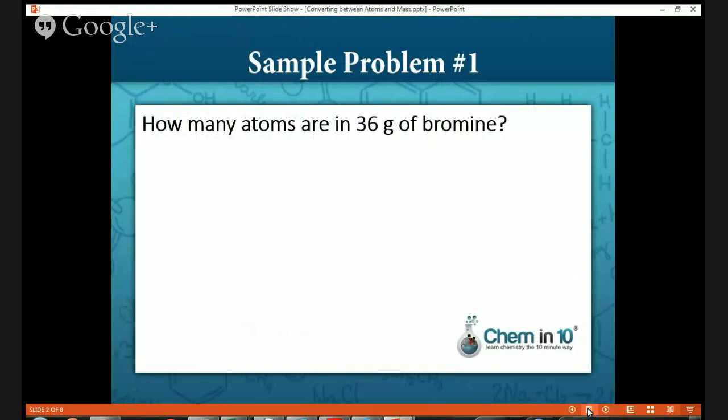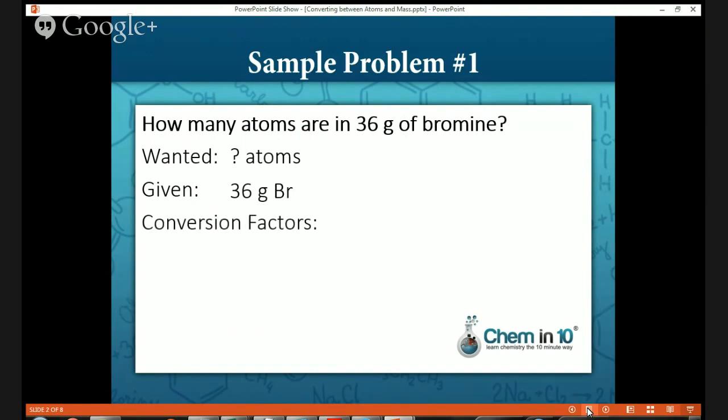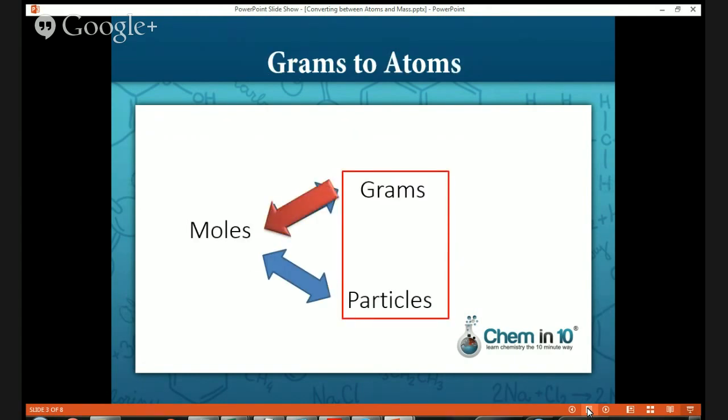So let's look at a sample problem. How many atoms are in 36 grams of bromine? We want to know how many atoms, and we're given 36 grams. The only way we're going to be able to figure this out is if we know how many moles 36 grams of bromine are, because we know for every mole there are 6.02 times 10 to the 23rd atoms. So to go from grams to atoms, we need to go from grams to moles and then moles to atoms.